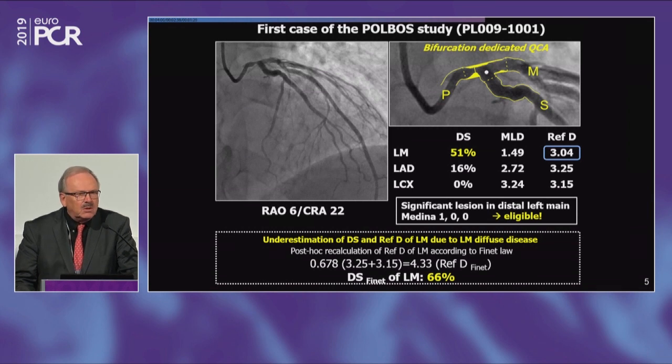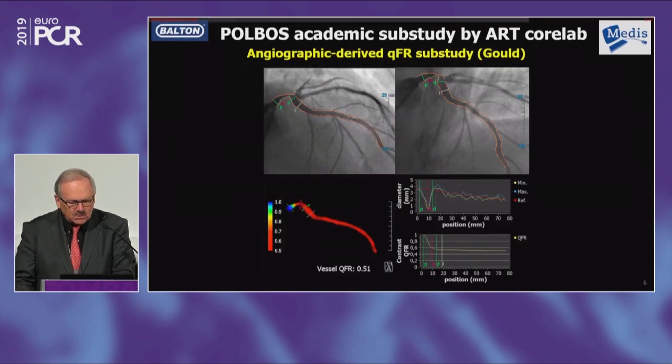It is sent within 10 minutes back to the operator with this information and the fact that it is eligible, that it is a Medina 100, that it is in fact a 66% diameter stenosis, and that the reference diameter calculated with the Finet equation is 4.33. So we are very pleased about that.